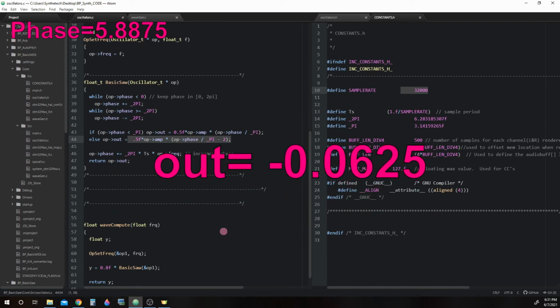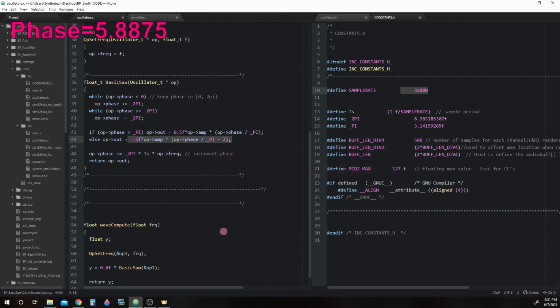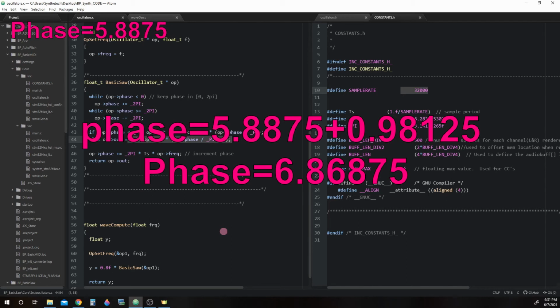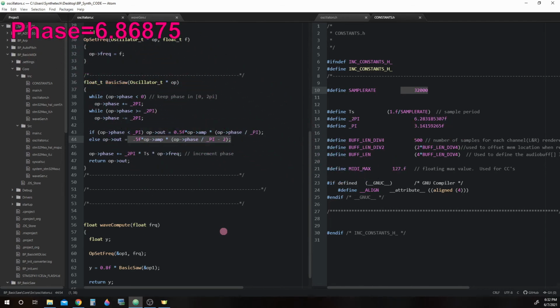Now we are just about at 0 in our waveform. Can you guess what will happen next? It's likely the next increment will cause us to start over. So let's go ahead and increment again. Phase equals 5.8875 plus 0.98125. Now phase equals 6.86875. We return the sample value of negative 0.0625 and head back to get another sample.